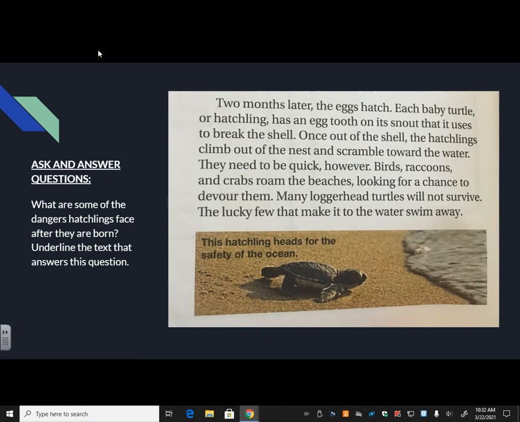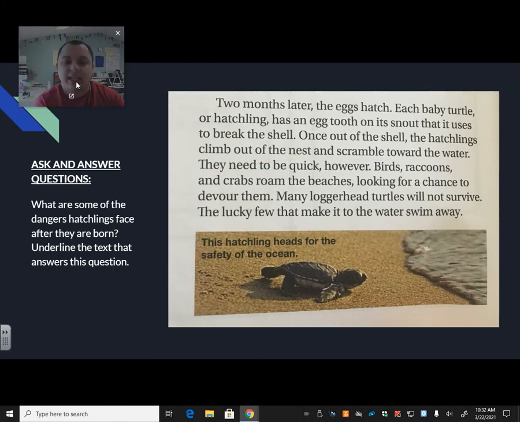So it says, what are some of the dangers that hatchlings face after they're born? Well, it says here that birds, raccoons, and crabs roam the beaches looking for a chance to devour them. They could get eaten. They were just born, and they could get eaten.